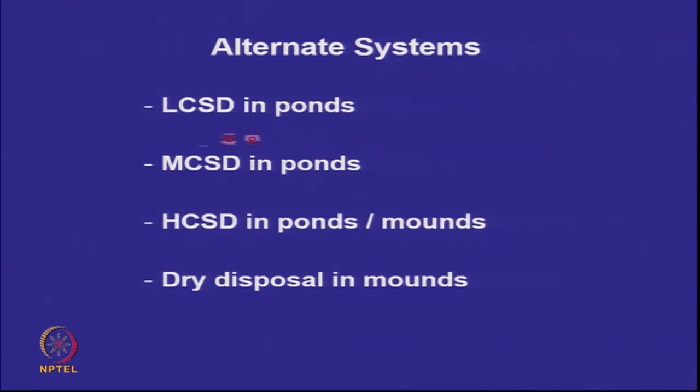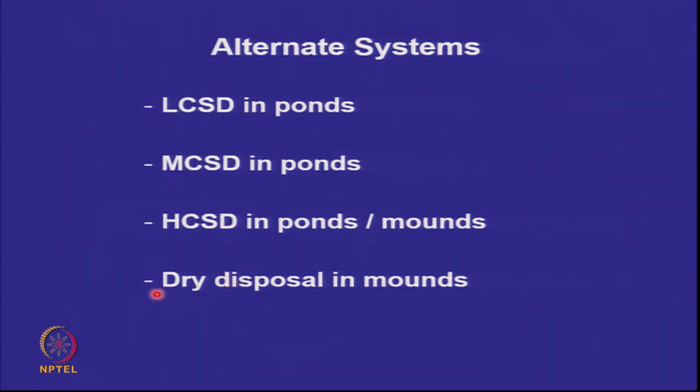In the ponds, you have three systems: low concentration slurry disposal, medium concentration slurry disposal, and high concentration slurry disposal. So if you are handling your waste in the form of a slurry that you are mixing it with water, then lean, medium, and high. So this is like water, this is like a paste. That means LCSD is a very thin slurry, and HCSD is a thick slurry.